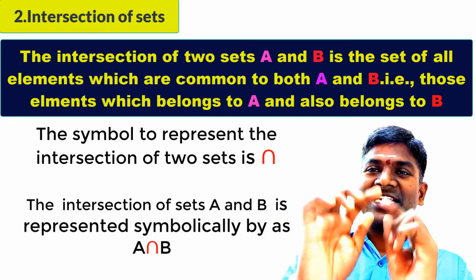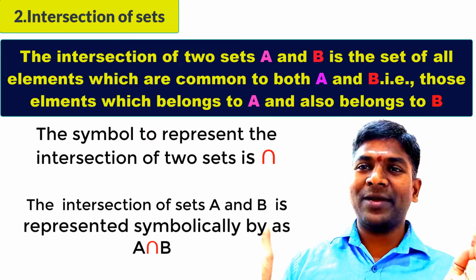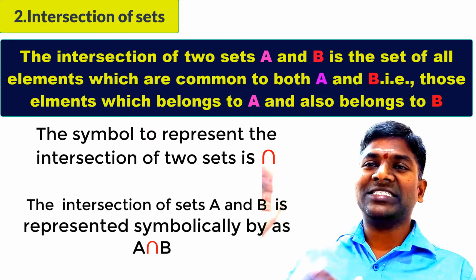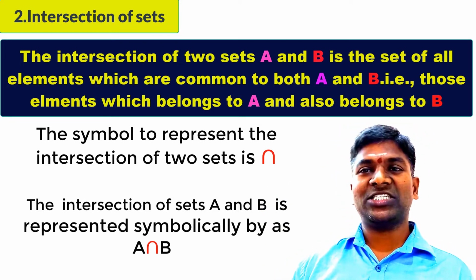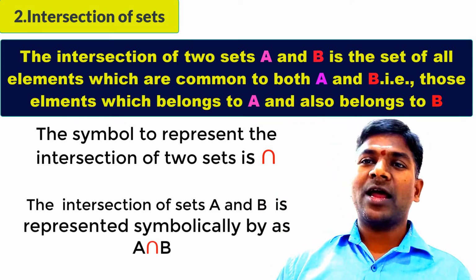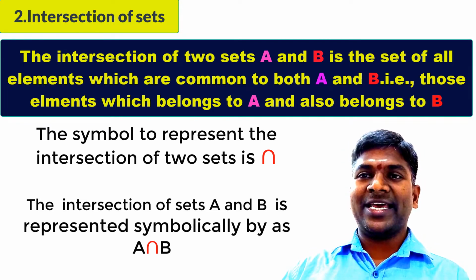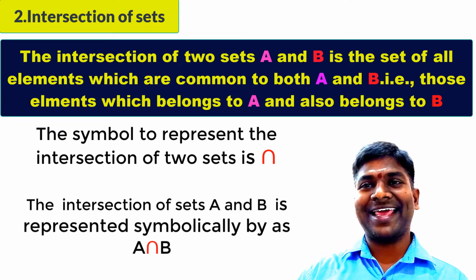Here the intersection operation is applied between A and B, that is A intersection B. This is also a set. A intersection B is also a set. Now let us understand the intersection of two sets by an example.